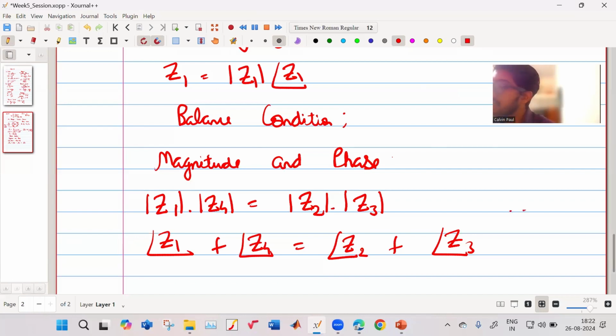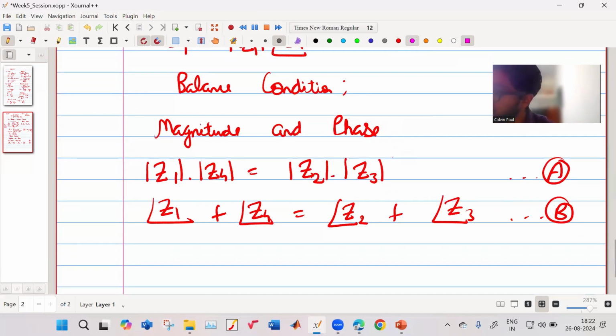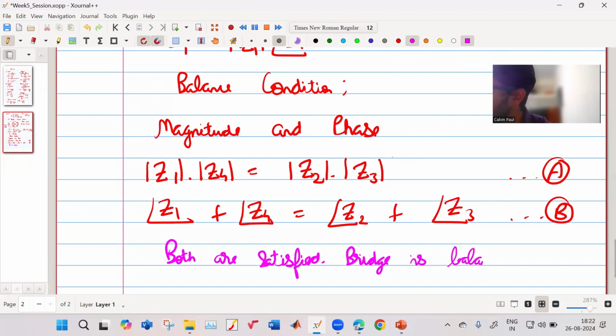Only if both these conditions, condition A and condition B, are satisfied, then only we can say that the bridge is balanced. Otherwise, the bridge is not balanced and we cannot get zero deflection. So this makes it a little bit more difficult for us. How do we design bridges which will satisfy this balance condition?